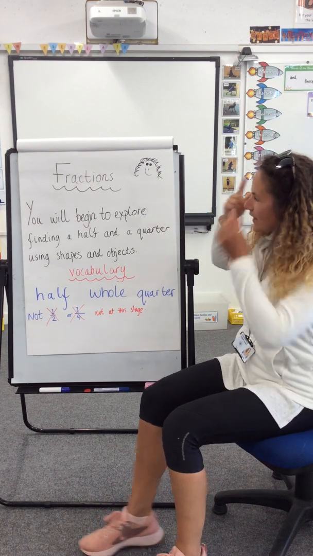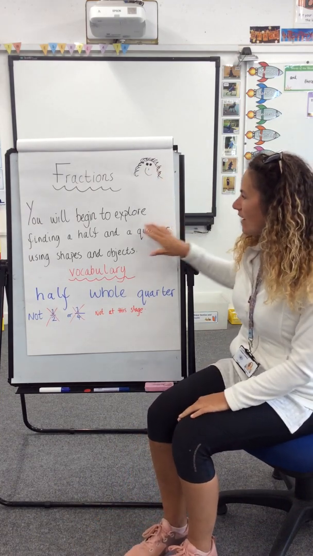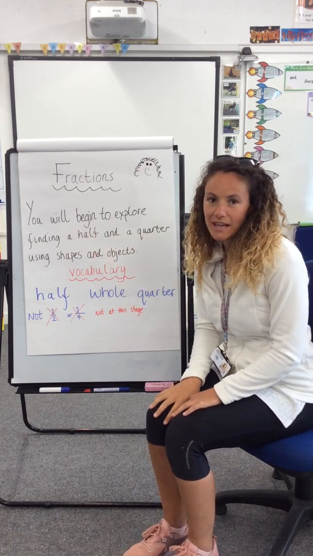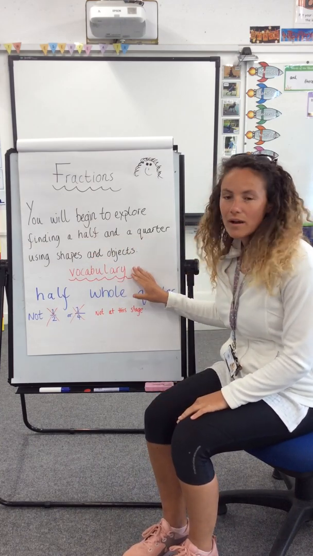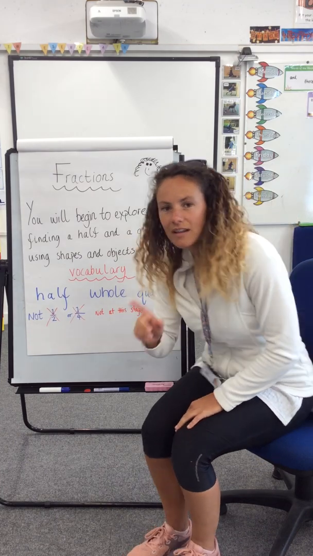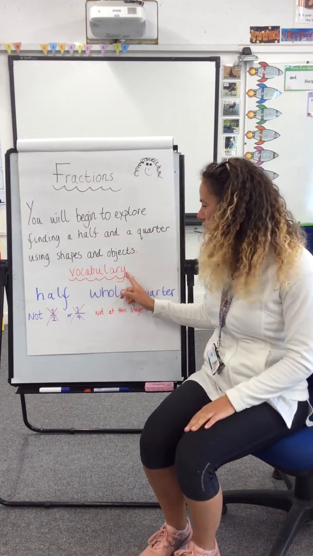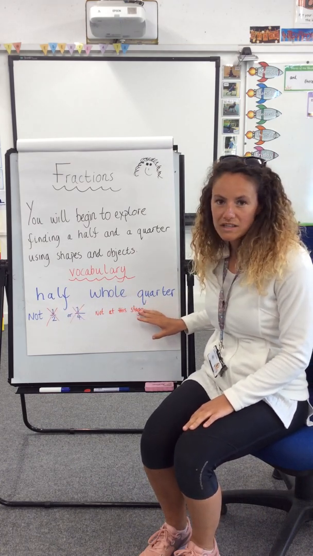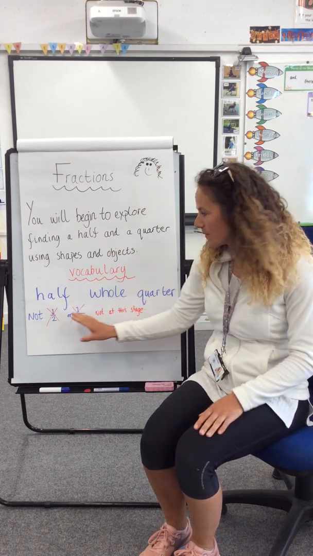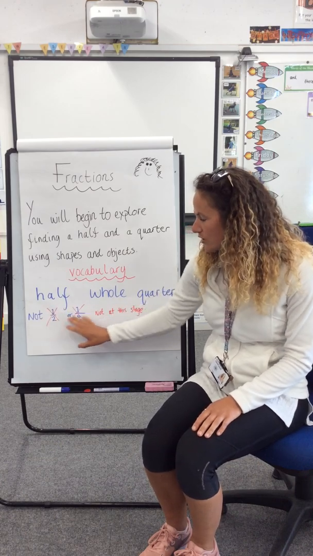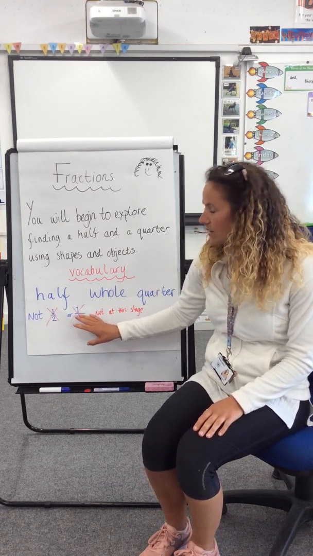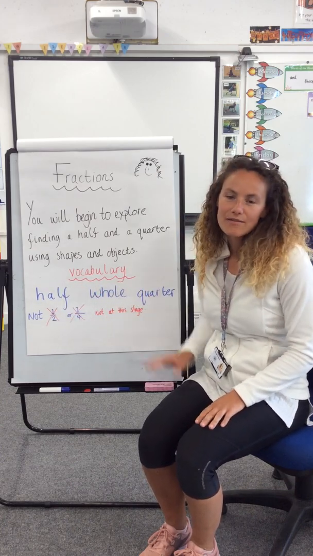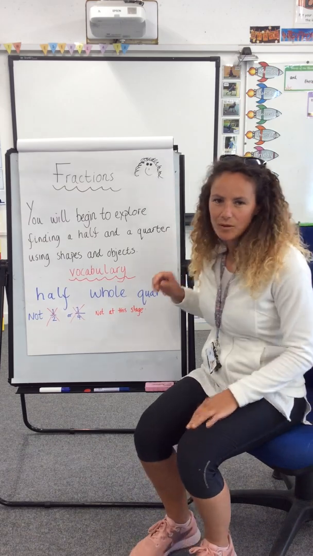So, for fractions, we are going to look at finding a half and a quarter using shapes and objects. And it's quite important to remember that when we're looking at fractions, especially in year 1, we're just using the vocabulary of half, whole and quarter, and we're trying to stay away from the symbol of the fraction 1 over 2 and 1 over 4. Yes, they appear like this and they can look like this, but try and just use the key vocabulary rather than the written. It will help the child.